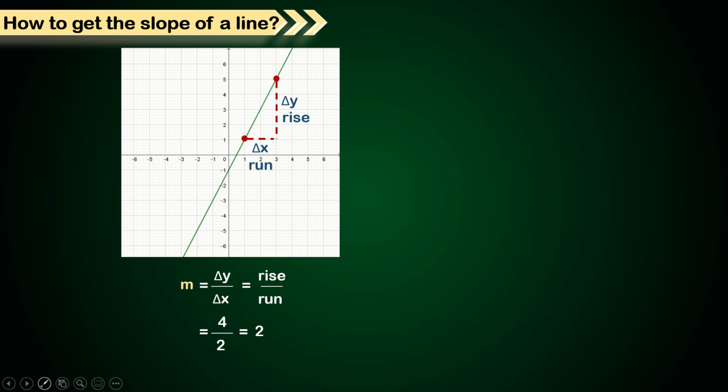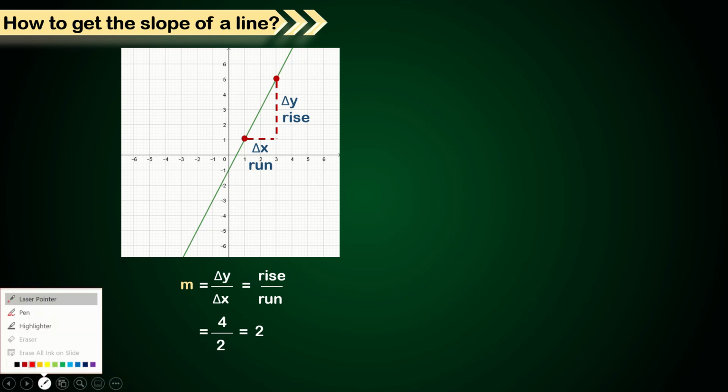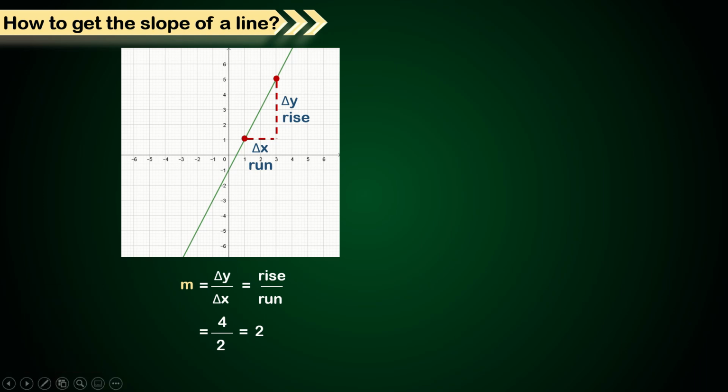Observe that if you pick another 2 points on the line, you can get the same result. To try this, pause the video, select other points and get the slope of the line. This is the reason why a line has a constant slope.